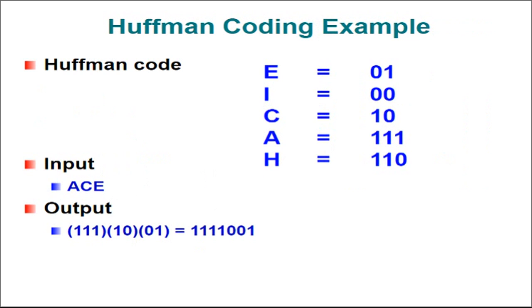Thus we get a Huffman code for each symbol, which has been displayed over here. Now assume that the input is ACE. What will be the output of the source coder to code these three symbols? The output will be, first the code for A is 111, followed by the code for C, 10, followed by the code for E, that is 01. So the output is going to be 11110001.